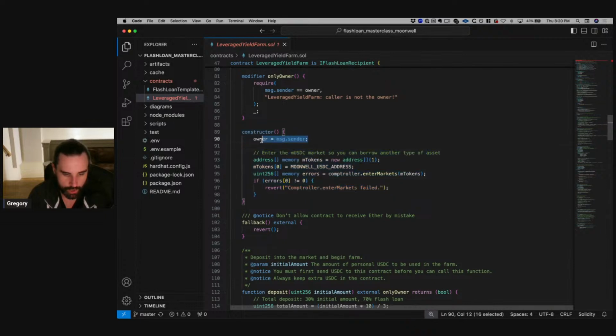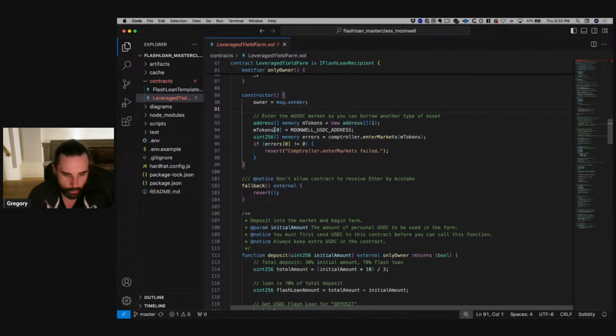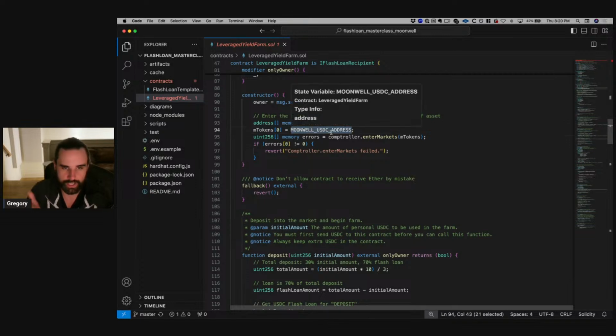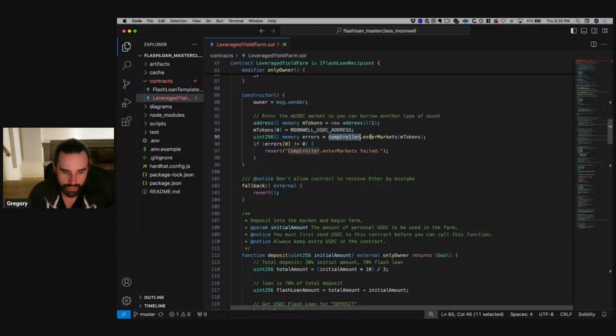Inside of here, we basically set the owner to the message.sender, which is just the user deploying the contract. And we have to do some sort of preamble, which is basically entering into the markets. So basically, we just get the M tokens, we put in a USDC address. We're saying, hey, we want to interact with this application. We want to interact with the USDC market. So we have to look at that comptroller and say, hey, enter the markets and pass in the markets we want to enter, which is the USDC address right here. Okay. And if we don't get any errors back, then we're good to go. Okay. And also this function right here is to just prevent you from accidentally sending Ether to the contract.